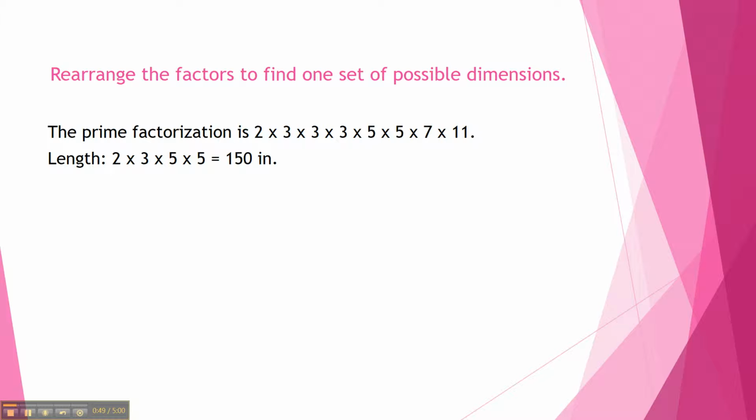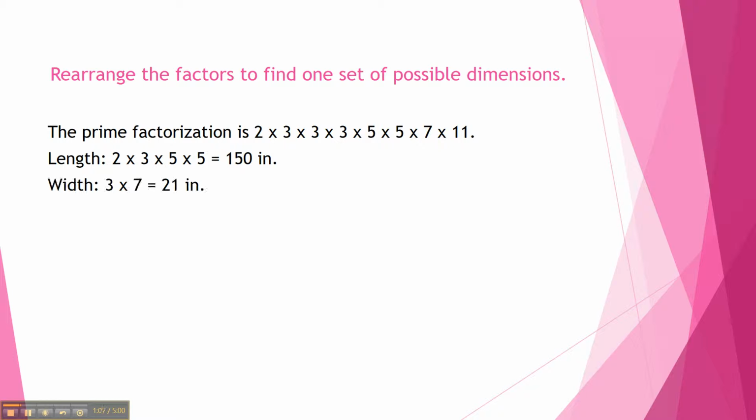So for example, for length, I took 2 times 3 times 5 times 5. I took 4 factors because length is my longest dimension. When you multiply those 4 factors together, you get 150 inches. So that is one possible length of my aquarium.